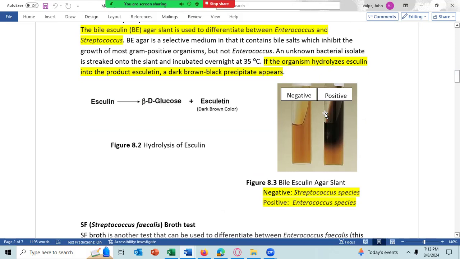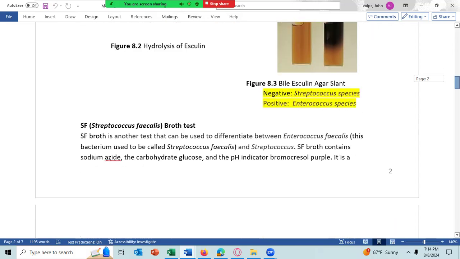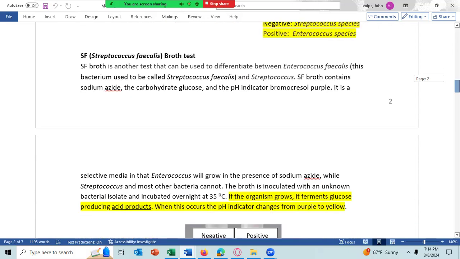Remember, negative, although I'm not going to test you on that, it could have a very slight brownish color, but less than 50% of the tube. Negative in bile-esculin hydrolysis are the family Streptococcus, and then positive for bile-esculin hydrolysis are the family Enterococcus. Any question about bile-esculin hydrolysis test? All right, if not, let's move on to the SF broth test.